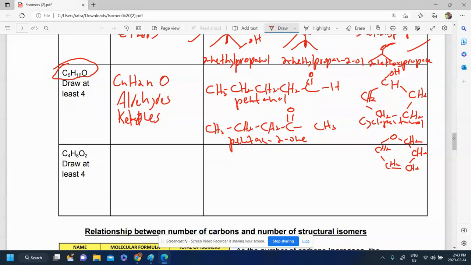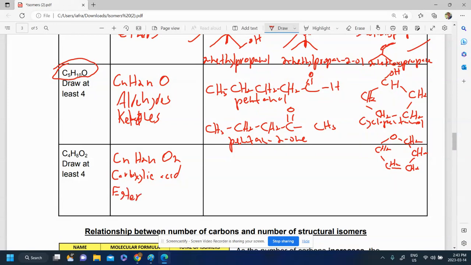Okay, so let's try this one here. This is C4H8O2. So if you look at that, that's CnH2n, and then O2. So this looks like it could be a carboxylic acid. It looks like it could be also an ester. Sorry, not an ether, an ester. Let's see if we can do that.